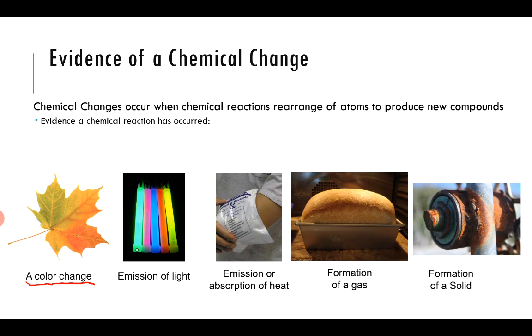Another thing that might indicate a chemical change has occurred is emission of light. Now, emission of light doesn't always mean that you have a chemical change occurring. We learned in chapter 2 that if you excite electrons in a substance, then that energy can be released as light. But in other cases, emission of light is caused by a chemical reaction, giving those electrons enough energy to jump up into higher energy levels.